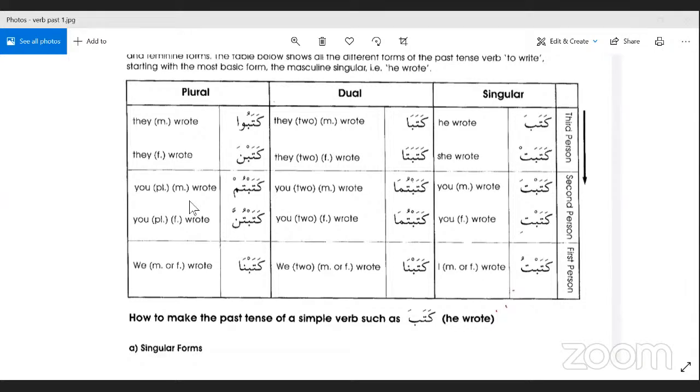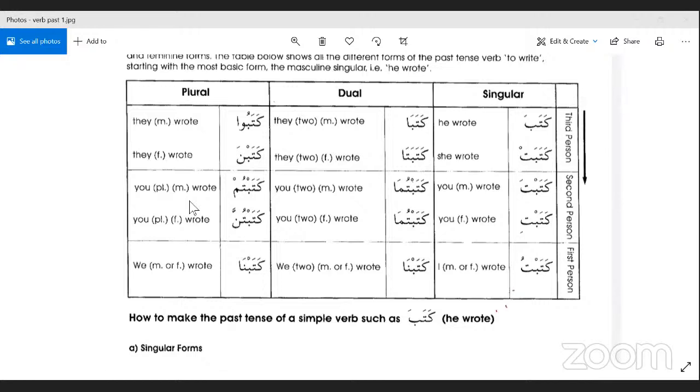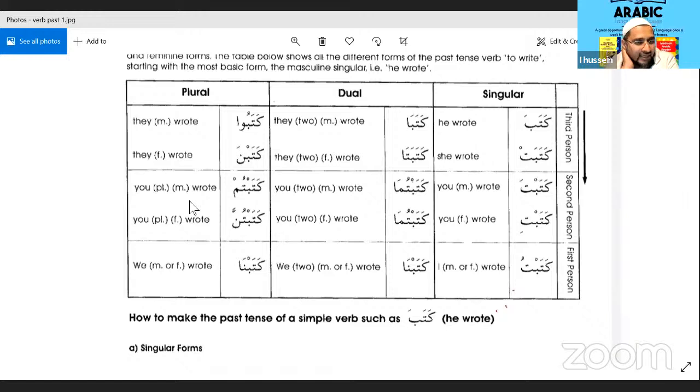The second form as well, the second person. Nasarta, Nasartuma, Nasartum, Nasarti, Nasartuma, Nasartunna, Nasartu, Nasarna.